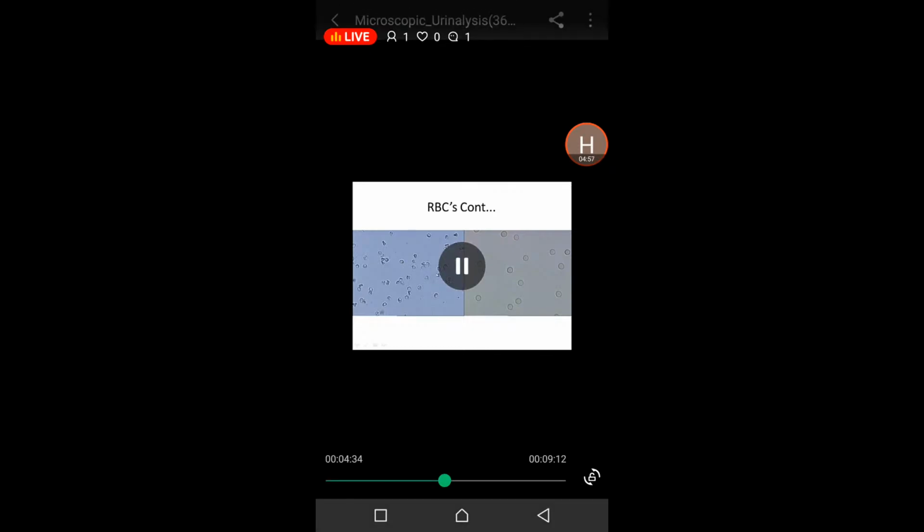Here's a picture of what red blood cells look like. They are generally quite small, and as you can see, they are concave in shape and have a little indentation in the middle. And this is on a higher power field. On a lower power field, they will look completely flat.